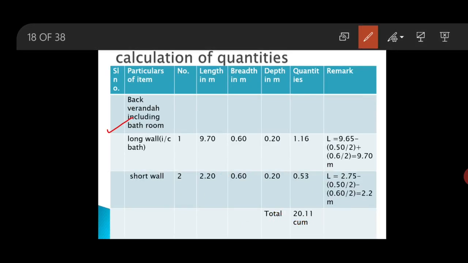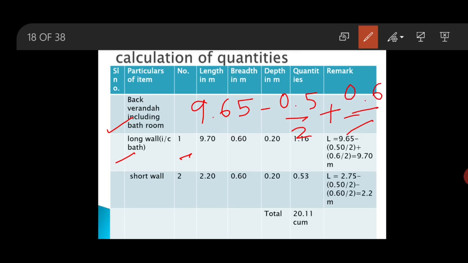See, back veranda including bathroom, then long wall. Number 1, length will be from the center to center length subtract 0.5 by 2 for the 30 centimeter and add 0.6 by 2 for the 20 centimeter wall. So, the result is 9.7. Width is 0.6, thickness of the concrete work is 0.2. By multiplying these 3, we will get 1.16 cubic meter. Then we will move to the short wall.